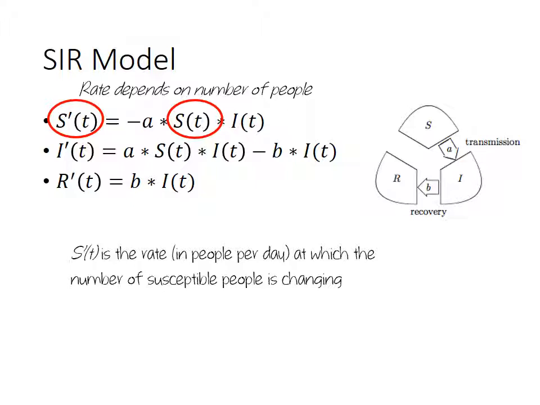Another important thing to notice is that the rates of S prime, I prime, and R prime change over time. So even though the units are in people per day, the values of S prime, I prime, and R prime will change over the course of each day.